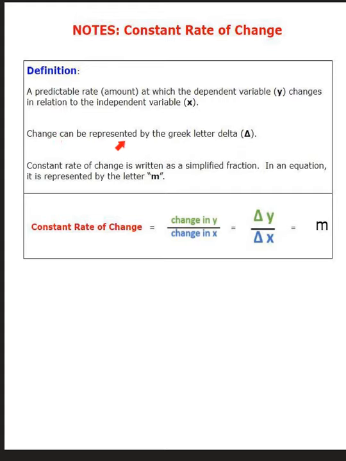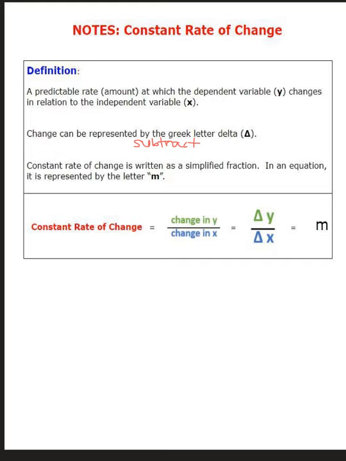The change can be represented by the Greek letter delta. So when you see this little triangle, that means the change. And when you find the change in something, you're going to subtract. You'll see on the next slide that we'll be subtracting the numbers in order to find the change. Okay, and then the constant rate of change is written as a simplified fraction. In an equation, it is represented by the letter m.